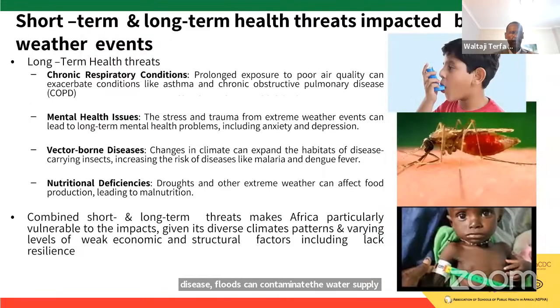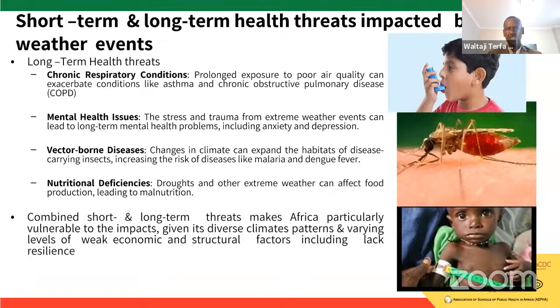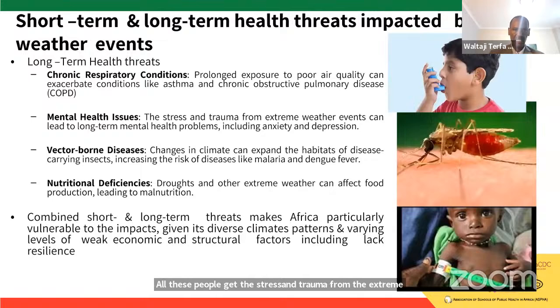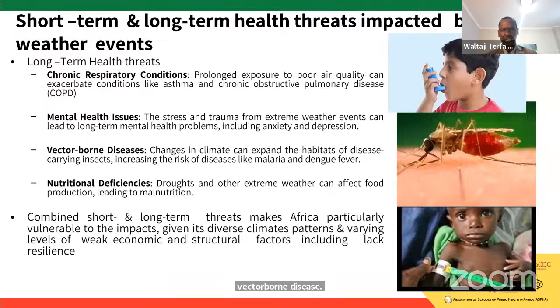And also the long-term damage is chronic respiratory conditions and mental health issues because of property damage and family loss. All these people get stress and trauma from extreme weather events, which lead to long-term mental health problems, including anxiety and depression. The other is vector-borne disease, typically malaria, dengue fever, and yellow fever, and also nutrition deficiency because of drought and other extreme weather events. Even floods can destroy livelihoods and properties, so that people are getting, in most cases, undernutrition.